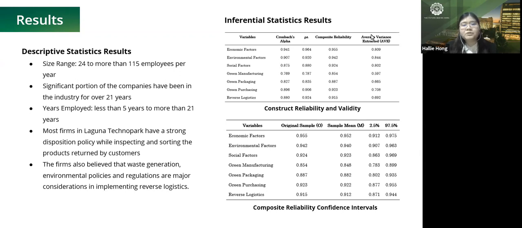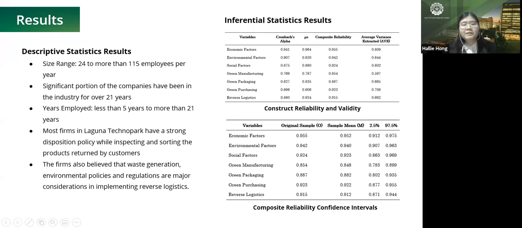SmartPLS was used to conduct partial least squares structural equation modeling and to process the data. Shown here are the Cronbach alpha values, which is a traditional test of internal consistency used to assess reliability. We found that an alpha above 0.6 is acceptable, while an alpha of 0.8 is very good. All the alpha values are within a good range, with the lowest reliability measure being found in green manufacturing with an alpha of 0.769, while the highest is economic factors with an alpha of 0.941.